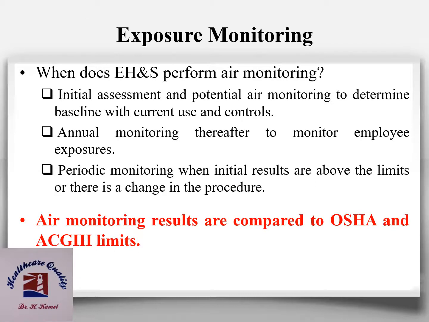When does environmental health and safety perform air monitoring? Initial assessment and potential air monitoring to determine baseline with current use and controls. Then annual monitoring to monitor employee exposures. And also periodic monitoring when initial results are above the limits or there is a change in the procedure. Air monitoring results are compared to OSHA and ACGIH limits.